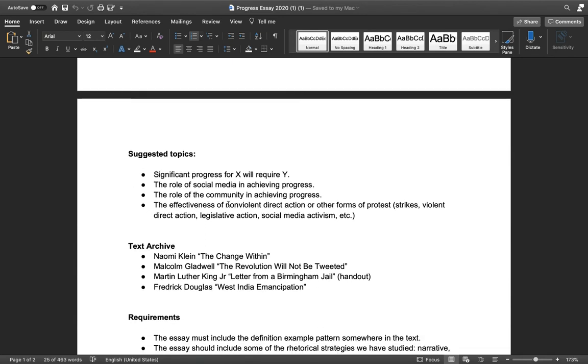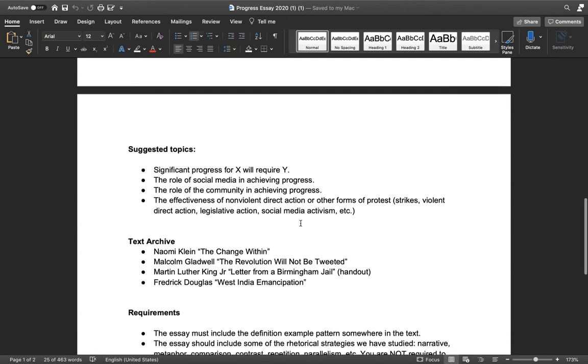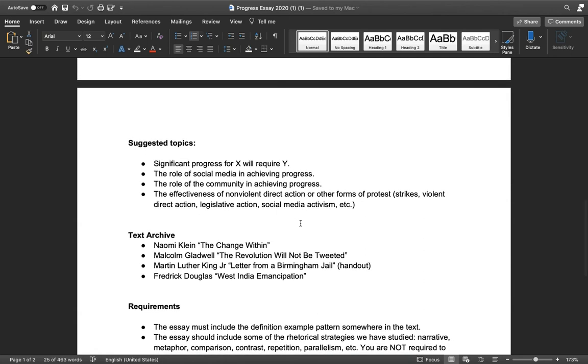Another possible topic would be how effective is nonviolent direct action, right? So the effectiveness of nonviolent direct action versus other forms of protest, strikes, violent direct action, legislative action, meaning do we just vote in progress, or social media activism, right? So you might compare those. These are just some suggested topics. You really can take the essay in whatever direction you see fit, whatever sort of inspires you.